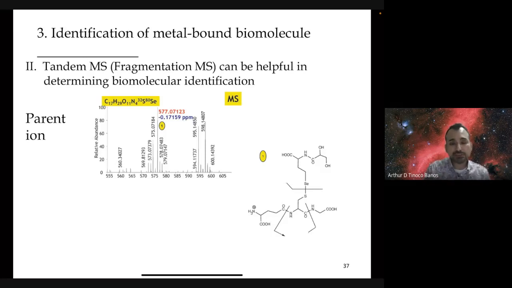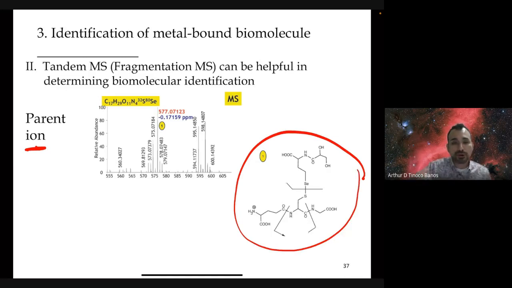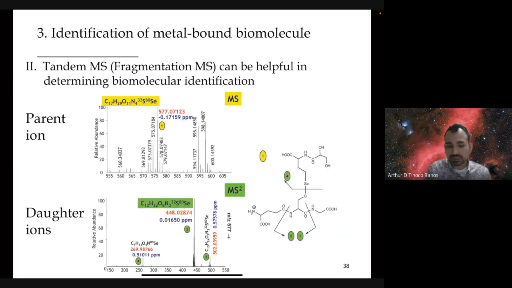So in fragmentation mass spectrometry, what you're doing is you're collecting information of the parent ion, and then you're fragmenting the molecule. So let's imagine this is the molecule of interest. You're breaking it up into pieces, and then you're looking at those pieces. So you collect the parent ion and then the mass spectra of the daughter ions to help you put the molecule together, to be able to construct what this molecule looks like, to get some information about the structure.